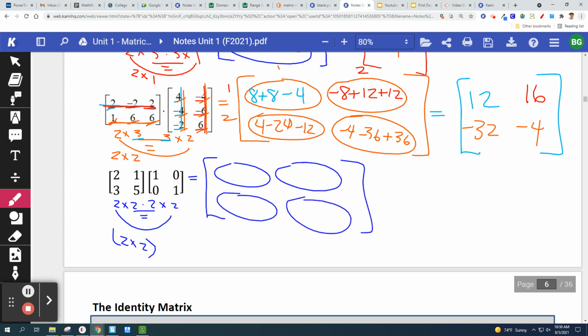You don't have to do ovals. You can do rectangles if you want, or just a line, like an underline. It doesn't really matter, just as long as you understand that it's a 2 by 2 and where everything's going to go.